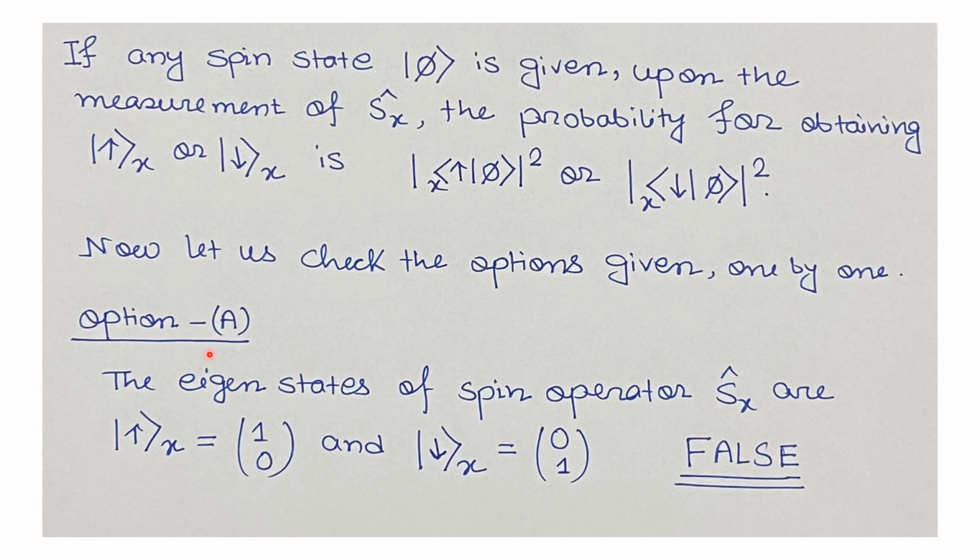So option A is given: the eigenstates of the spin operator Sx cap are up spin, that is (1, 0), and down spin, that is (0, 1). So this is false because we have already calculated the eigenstates for the Sx cap operator: 1 by root 2 times the column matrix (1, 1), and for down spin, 1 by root 2 times the column matrix (1, minus 1). So this option is false.